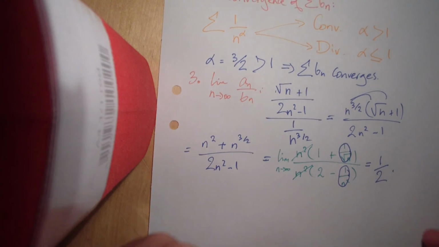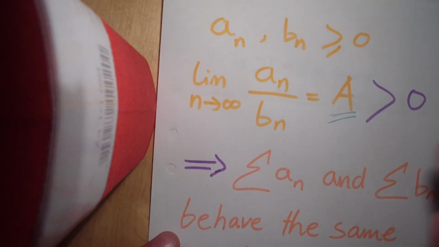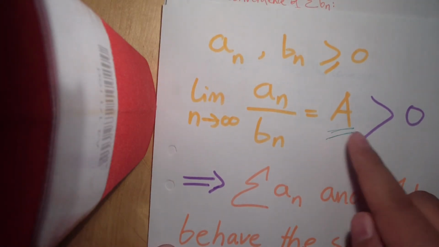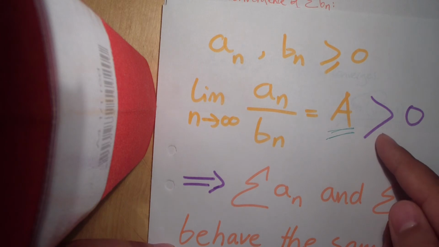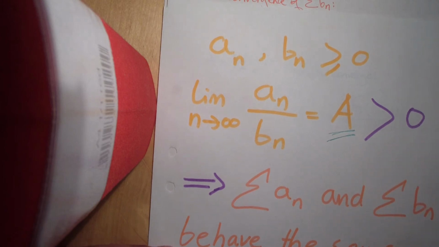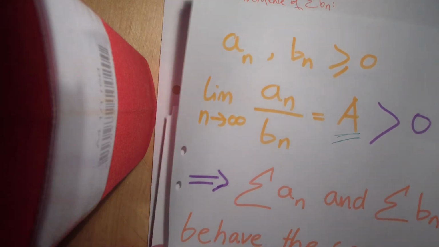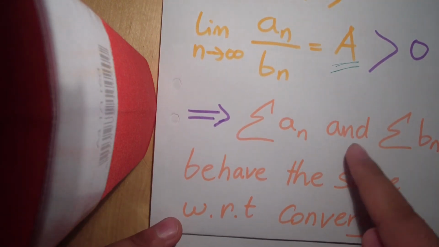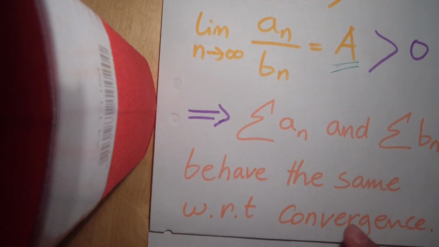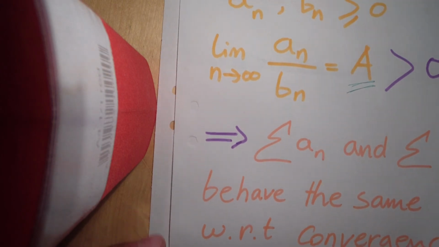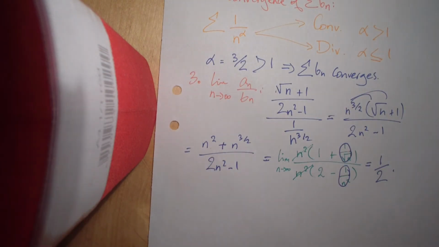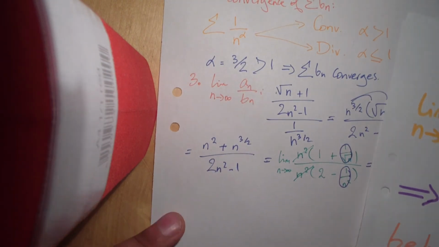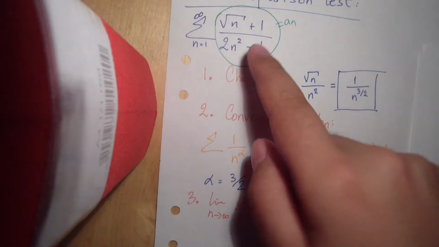Which is really great, because what is our 1 over 2 as far as the comparison theorem goes? It is exactly the a we're looking for, and it is a positive number because 1 over 2 is more than 0. So now we can say that we confirm that the series of Bn and An behave the same with respect to convergence. And since we know that Bn converges, then An also converges. And so we've answered our question that An converges.